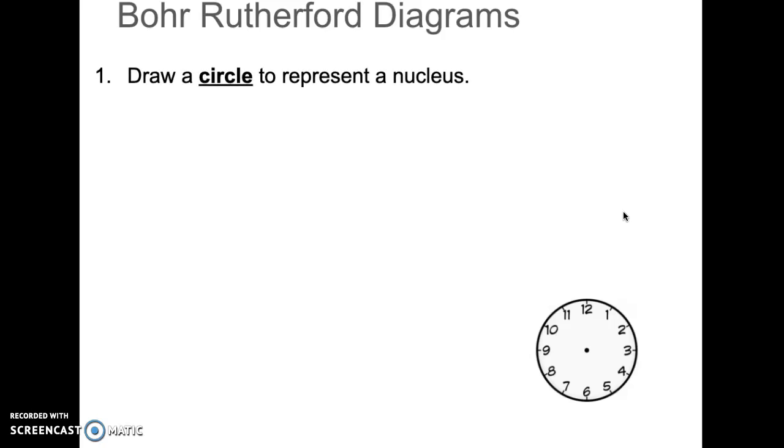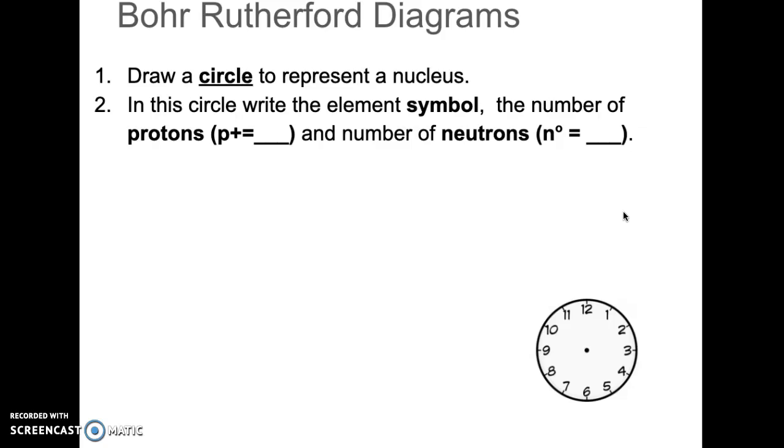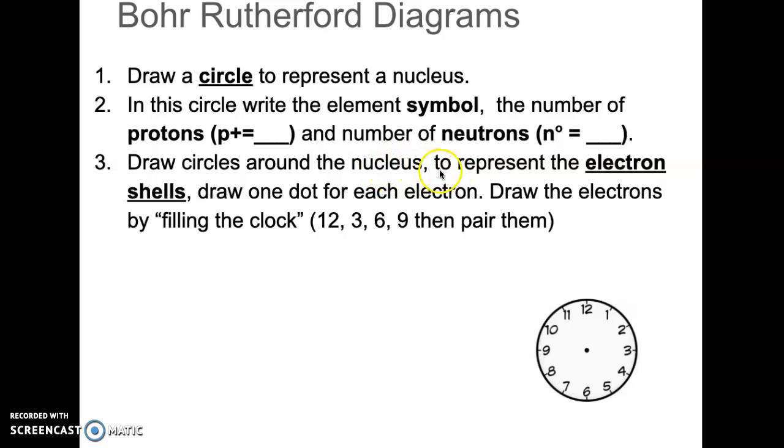Here are the basic steps to making a diagram, and then we're going to go through one. First, draw a circle to represent the nucleus, and inside that circle write the element symbol, the number of protons, and the number of neutrons. If you want, you can write P plus equals the number of protons, and N0, because 0 means no charge, equals the number of neutrons. Then draw circles around the nucleus to represent the electron shells, and draw 1 dot for each electron.